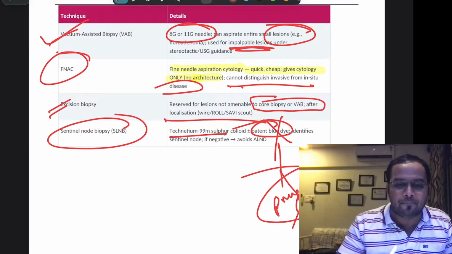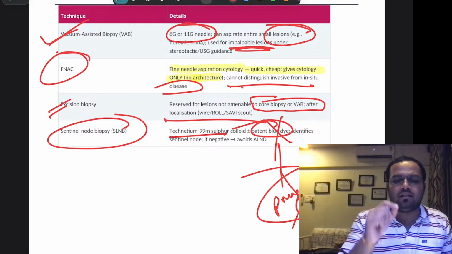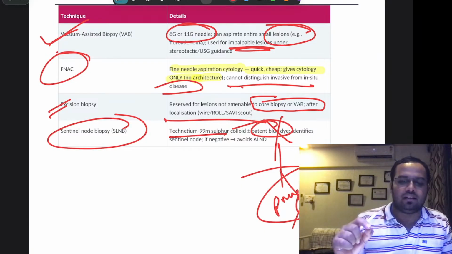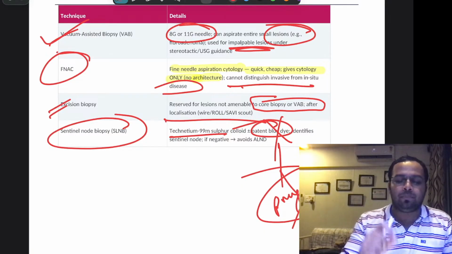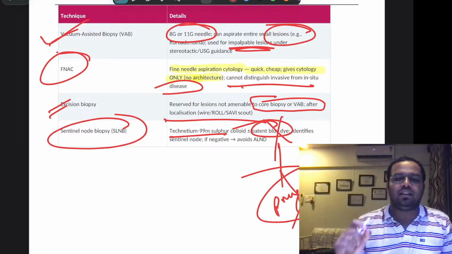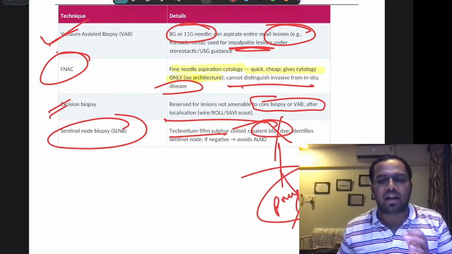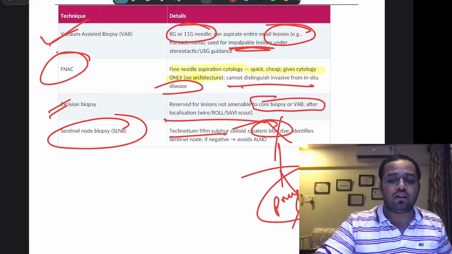So if an MCQ comes that normally breast cancer sentinel lymph node biopsy is done with a double dye technique, but whenever this patient comes to you with a pregnancy, what is going to be your line of management? What is going to be your line of management?